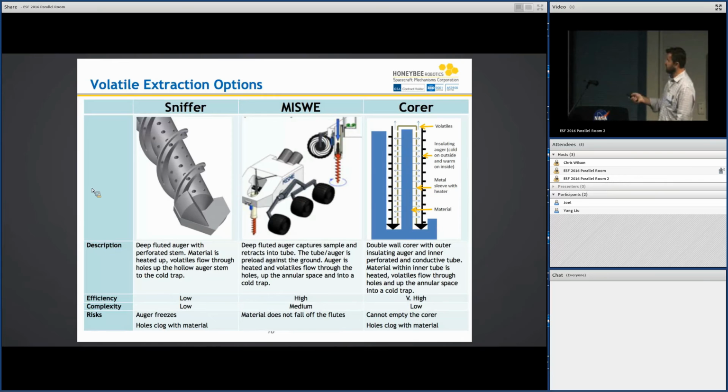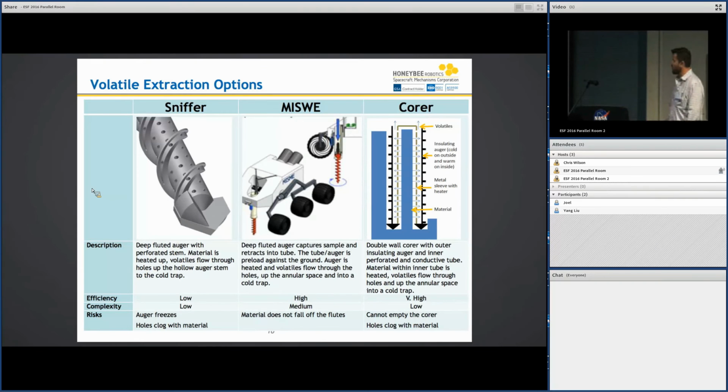Another one, we call it the MISWI, mobile in situ water extraction system. It's a deep fluted auger which you use to drill down into the subsurface. You capture volatiles, you capture the entire soil, you move it back into this reactor, you send heat from the RTGs, you heat up the soil, capture water on a cold finger, you dump the soil, and you move on.